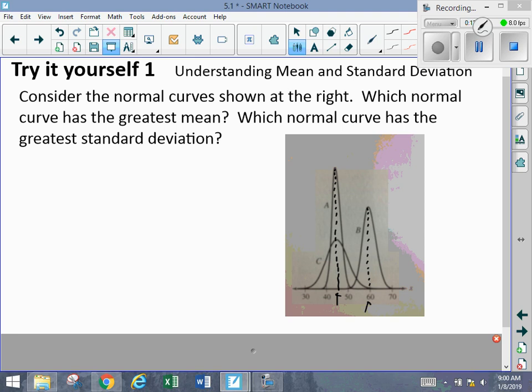So even though it's taller, all that means is that there are more, say if it was a set of data, right? Say this was people's height, or the height of children, maybe. All that means is that there are more values in our data set between 40 and 50. That's why it's taller, because there's more data. It doesn't necessarily mean that the mean is higher, because there's more data.